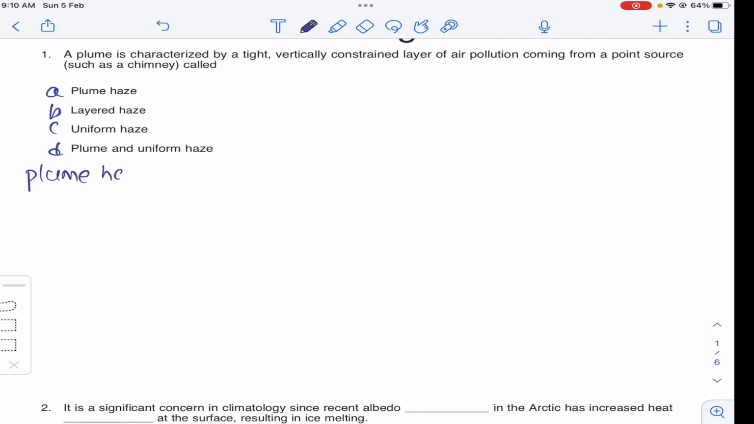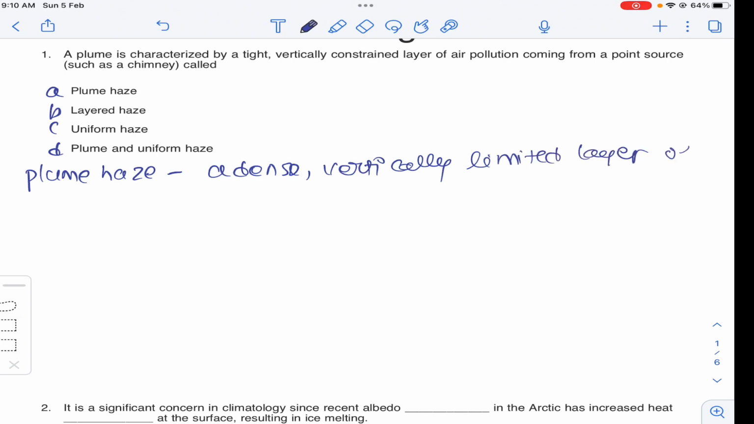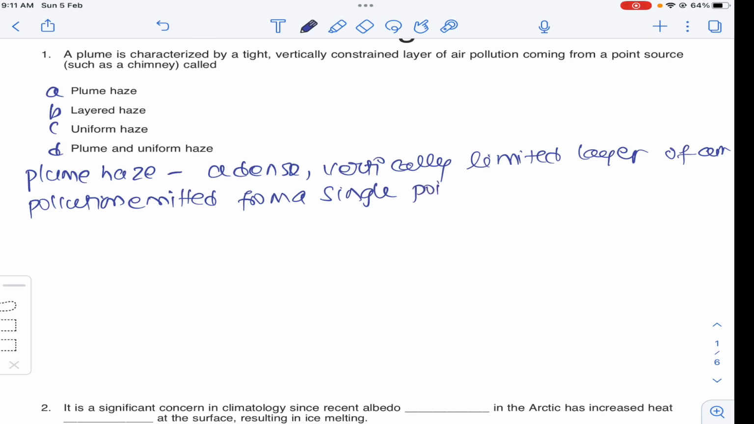plume haze? Plume haze is defined as a dense, vertically limited layer of air pollution emitted from a single point source. So, obviously, A itself is the answer for question number 1.